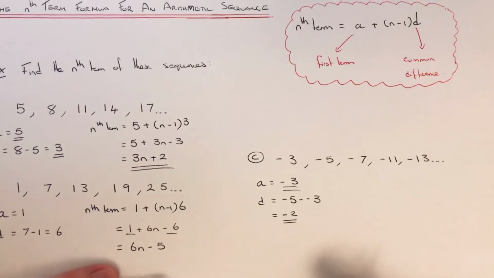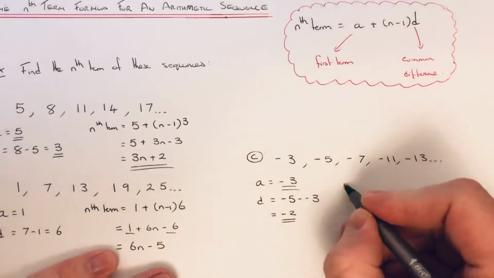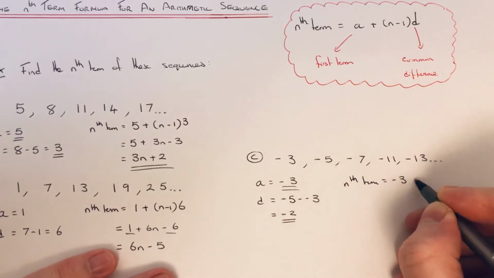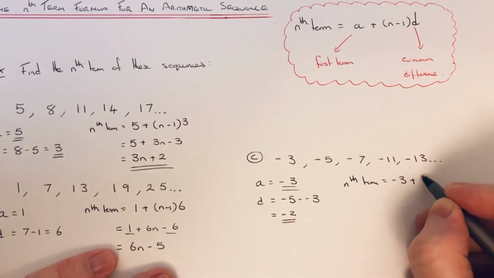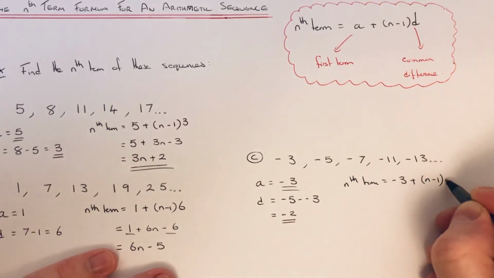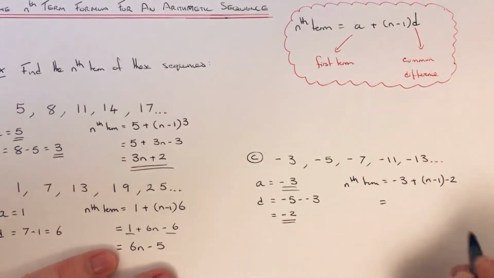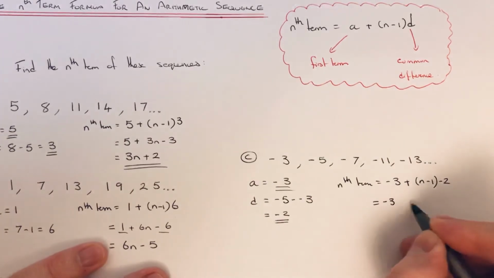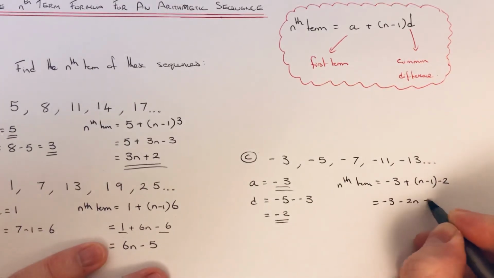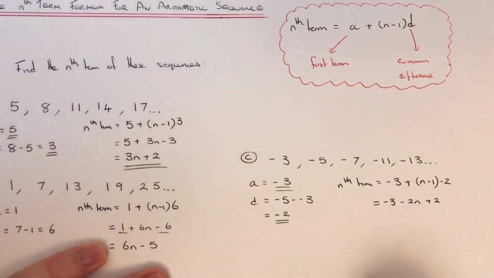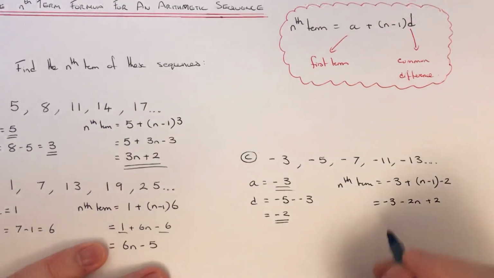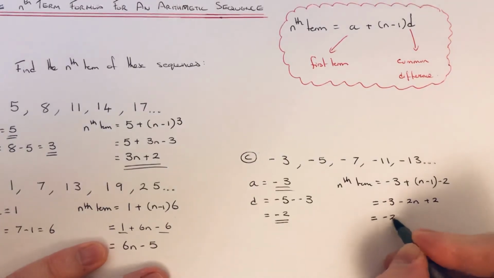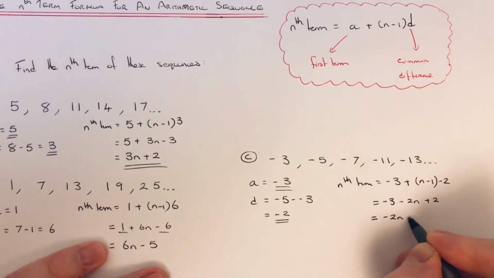Put these two numbers into our formula at the top there. The first term is minus 3, and then we've got n minus 1 times the common difference. Again, let's simplify it. Multiplying out the bracket, we get minus 2n plus 2. Just be careful multiplying that out. And if we simplify it, we get minus 2n minus 1.